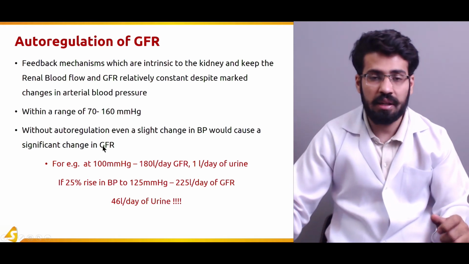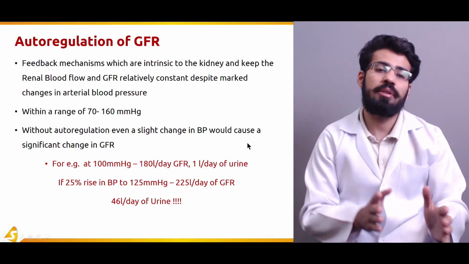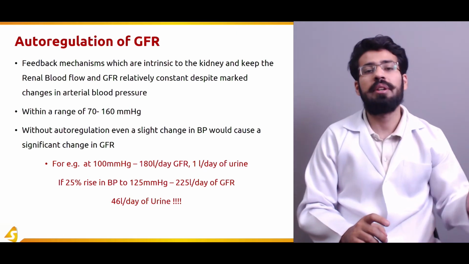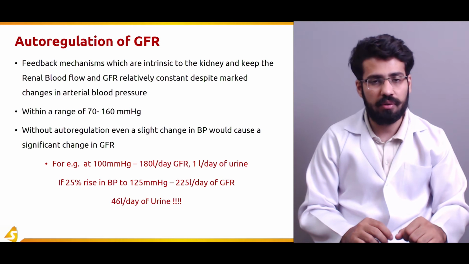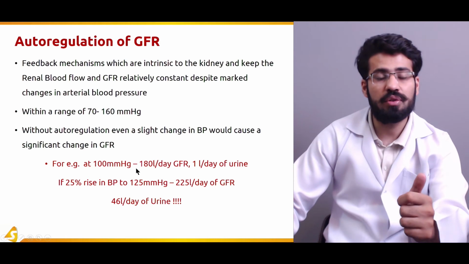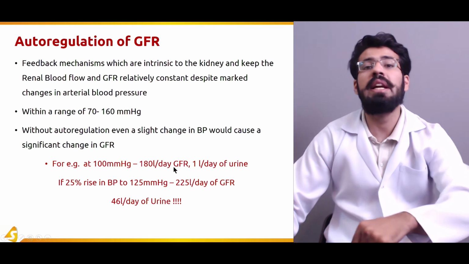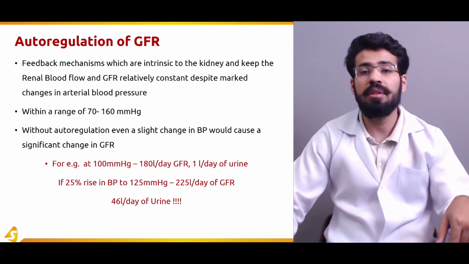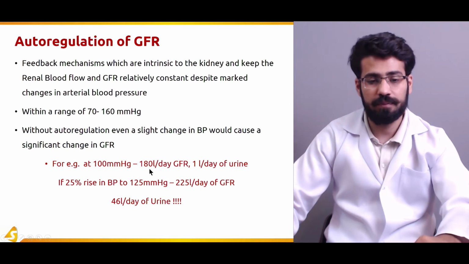Now, let's think of a scenario where this autoregulation is not present. Whenever this autoregulation is not present, even a very slight increase in the blood pressure will drastically change and produce a significant change in the glomerular filtration rate. Let's say, for example, we have 100 millimeters of mercury blood pressure. At this pressure, the glomerular filtration rate, GFR, is 180 liters per day. That produces 1 liter of urine per day at the pressure of 100 millimeters of mercury.